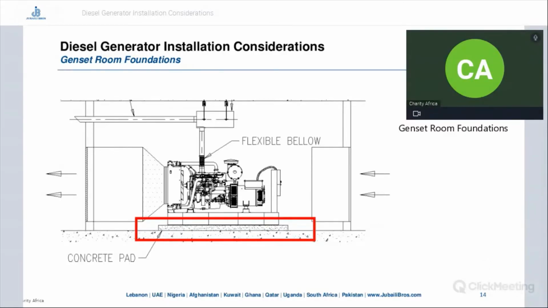The genset room foundations. Here you can see the foundation pad of the genset, and later on we will be discussing how it is calculated.